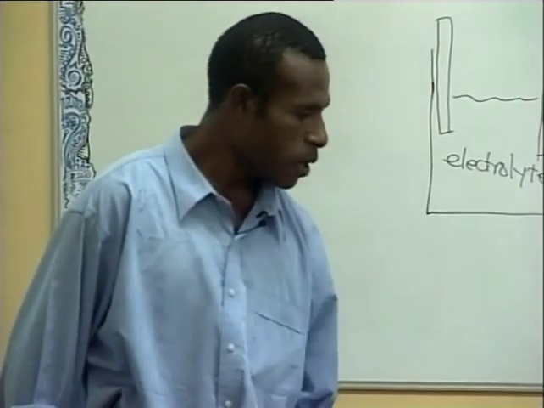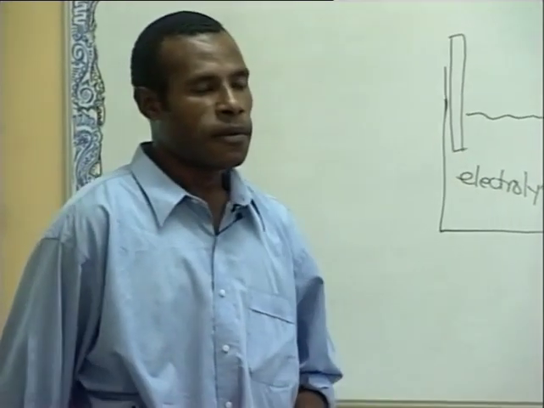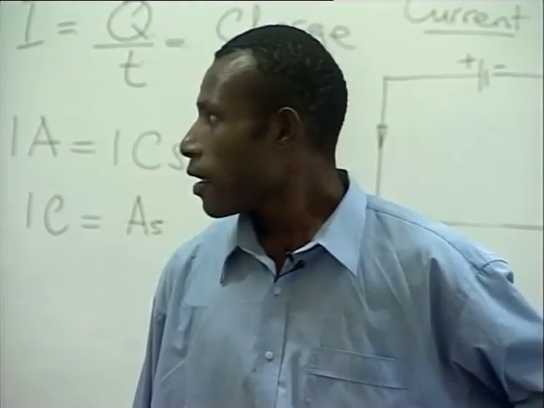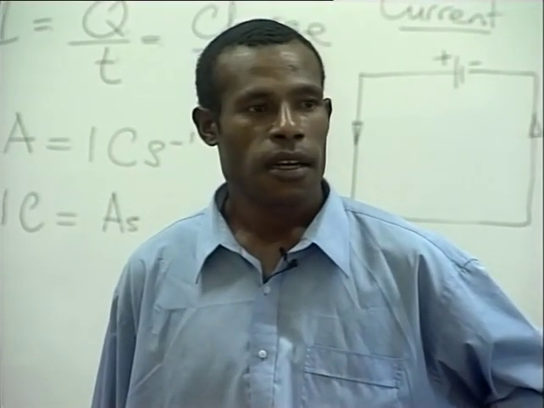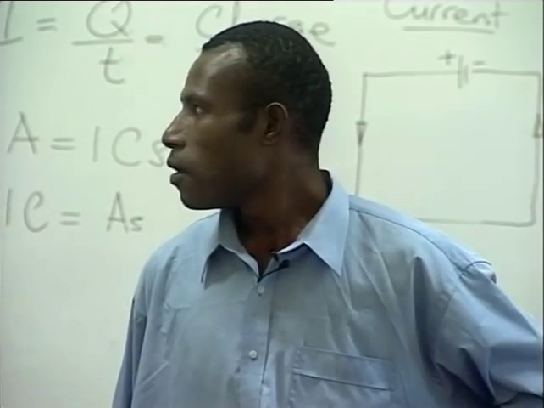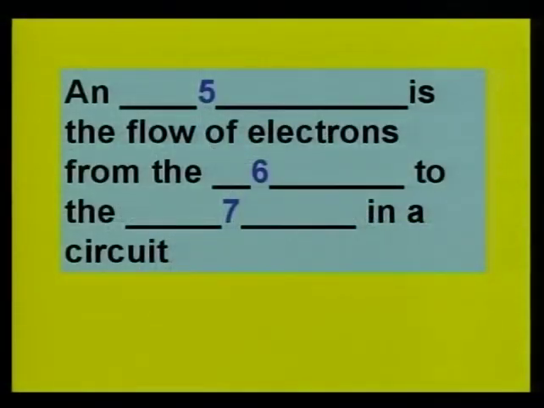All right, we'll move on to question number 5, 6, and 7. Who's the 6? 5. Pass it to Mark. An electric current is the flow of electrons. Okay, number 5, good. An electric current is the flow of electrons. Okay, number 6.